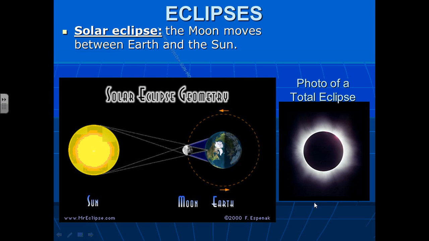So as far as the alignment, what you have to know for your standard, you need to know that the order of these objects would be sun, moon, then Earth, aligned in one straight line for a solar eclipse to occur.